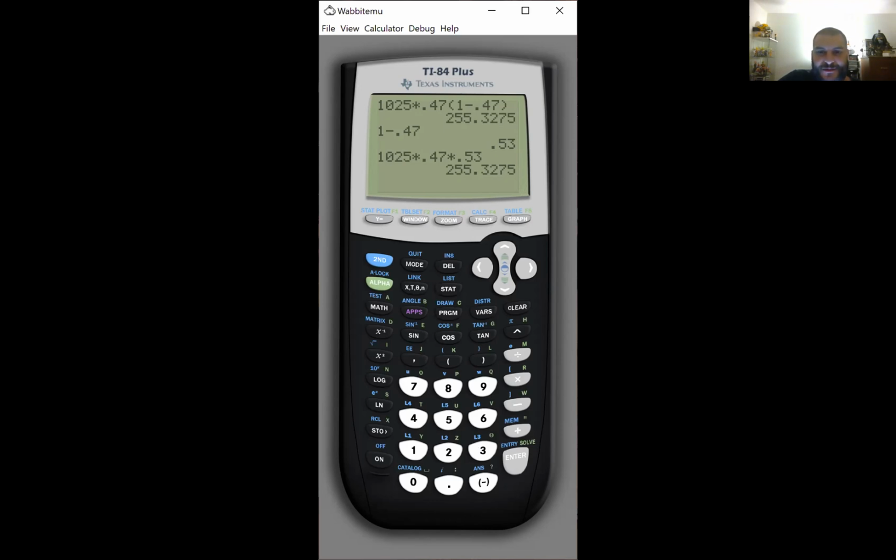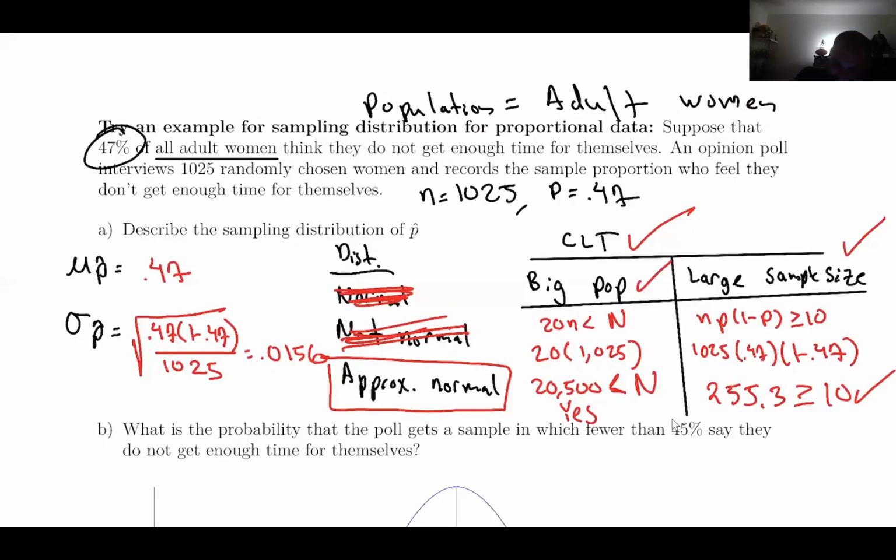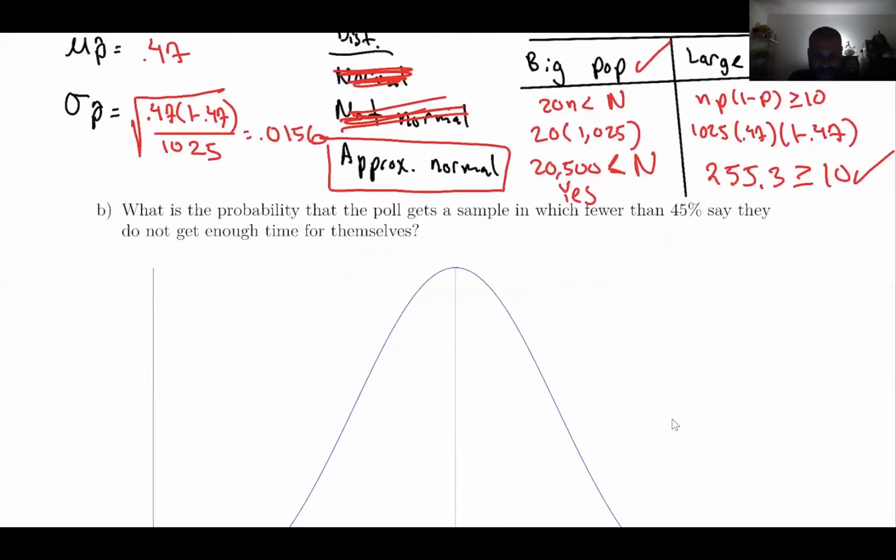All right. All right. So let's go to part B. Or is there any other question in regard to part A?